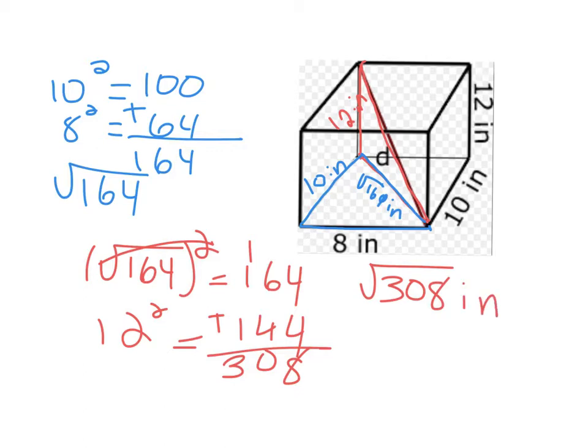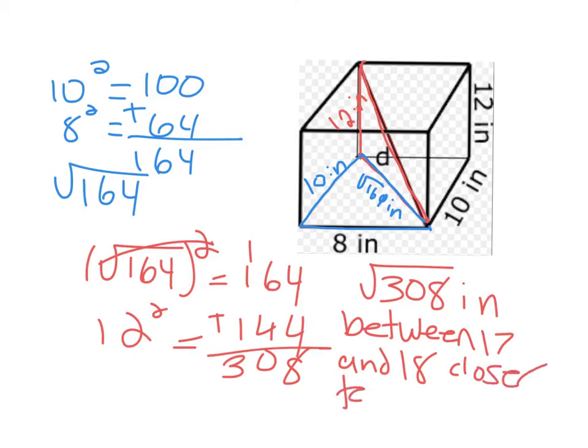Because it's not a perfect square, we have to decide what it is between. It's between 17 and 18, and it's closer to the 17. And I need the unit, so 17 and 18 inches, and closer to 17 inches. So our final answer for how long the diagonal is: it is the square root of 308 inches, which, because it's not a perfect square, is between 17 and 18 inches, but closer to the 17-inch mark.